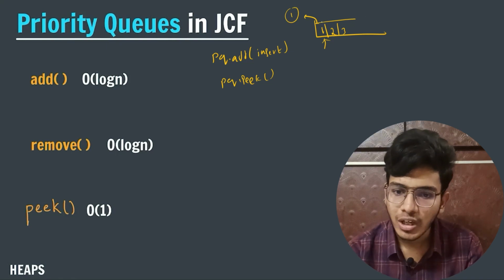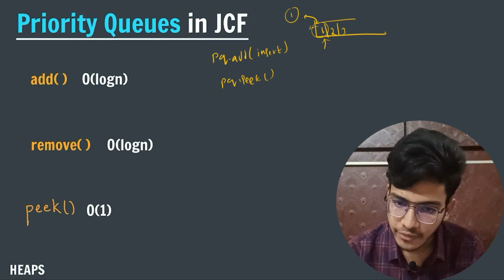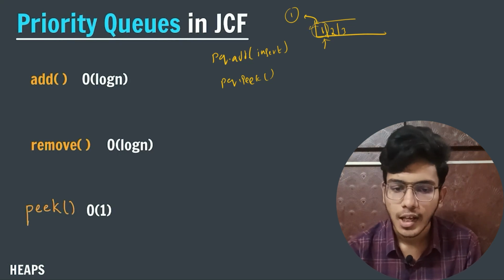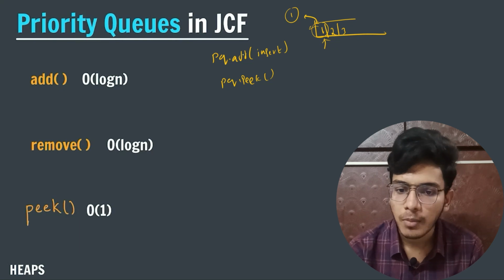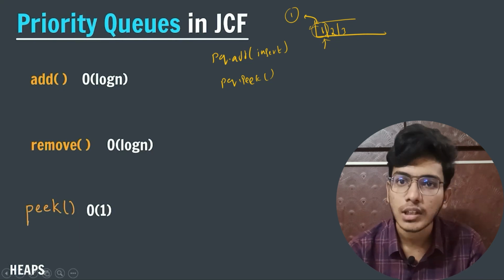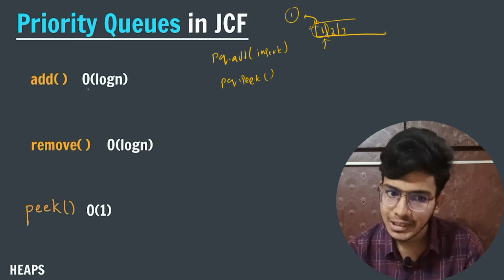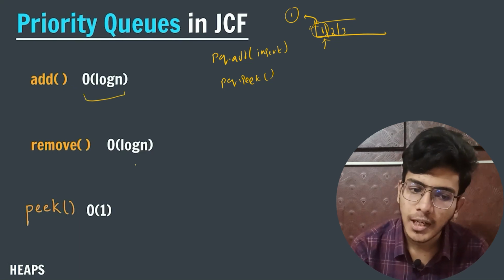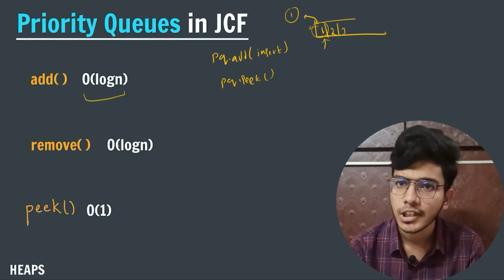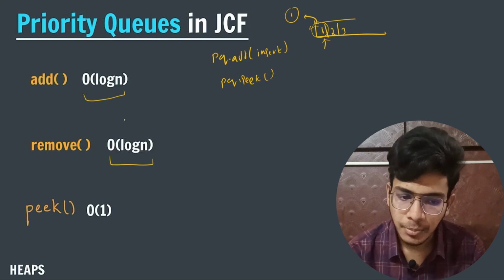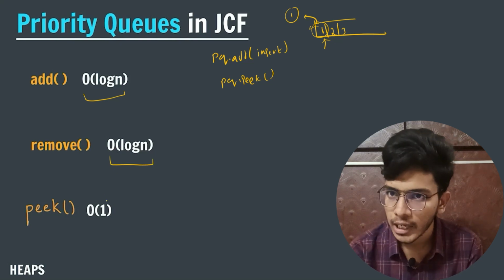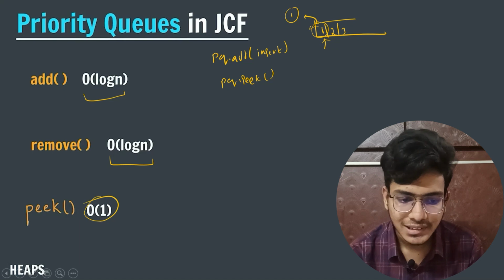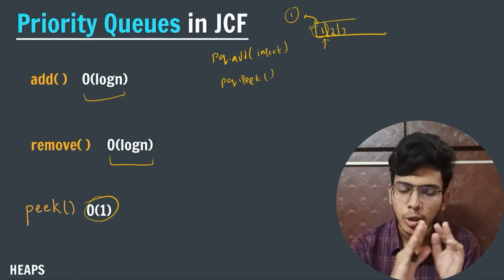Now if I want to remove an element, then the element which got inserted first will come out. This is the basic idea. And the time complexity: we got constant time in a queue, but in a priority queue the time complexity becomes big O of log n. You need to remember this. For add and remove the time complexity is O(log n), and for peek it is O(1). So this is about priority queue.